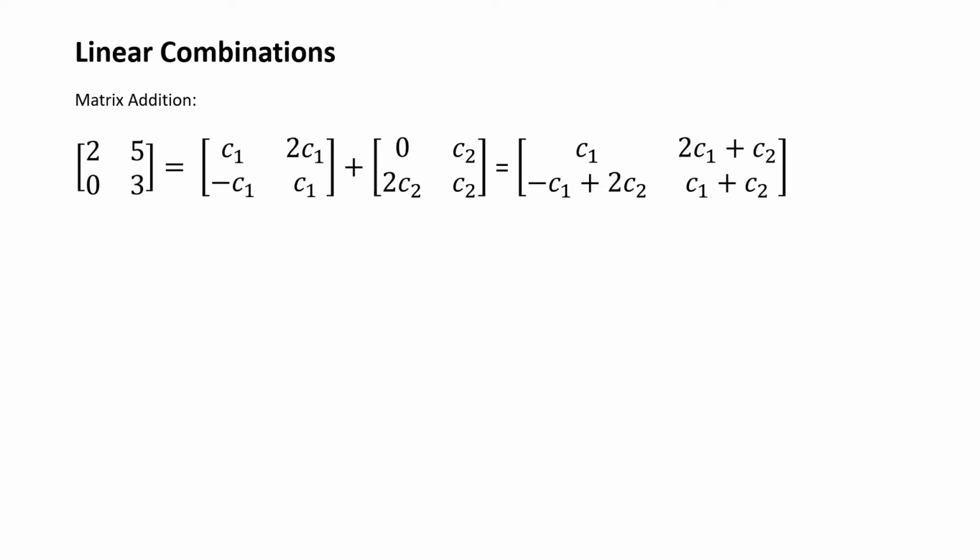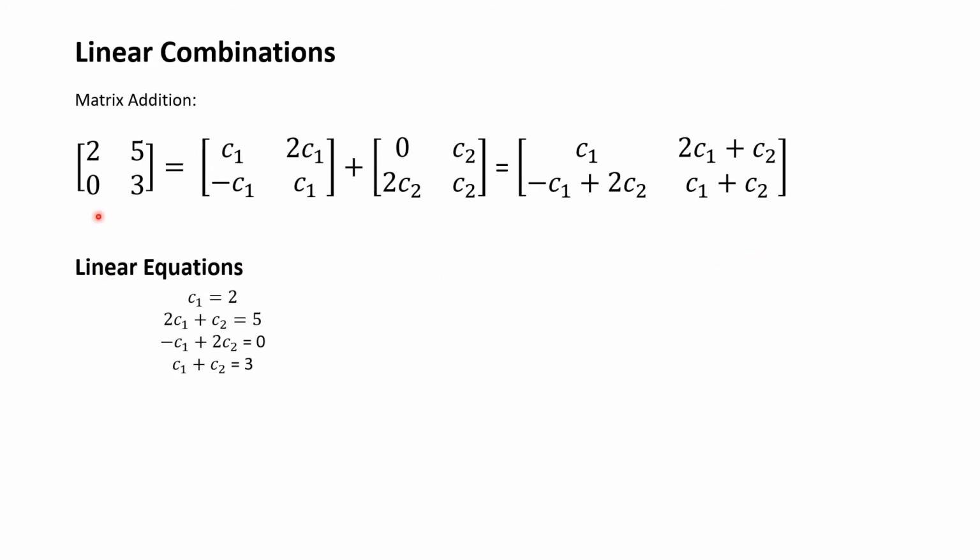By adding this value and this value, we get C1. By adding this value and this value, we get 2C1 plus C2. And adding these two values, we get negative C1 plus 2C2. And lastly, adding these two values, we get C1 plus C2.